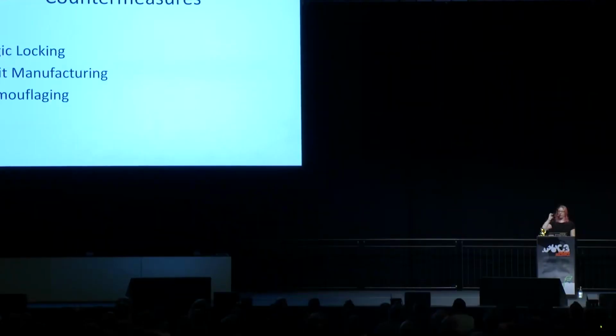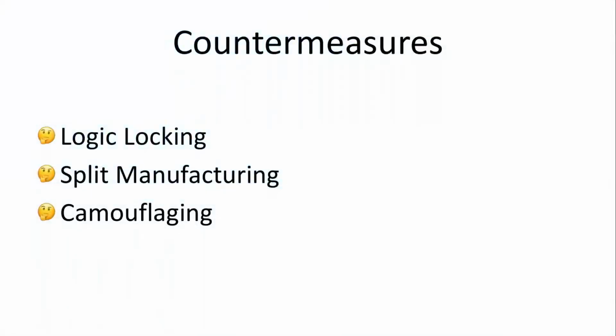So there are a couple of countermeasures that people have thought about. The first one has kind of been mentioned a little bit, logic locking. There's also split manufacturing and camouflaging. I'll go into those 3. There's a couple more. Spoiler, they're all pretty broken.